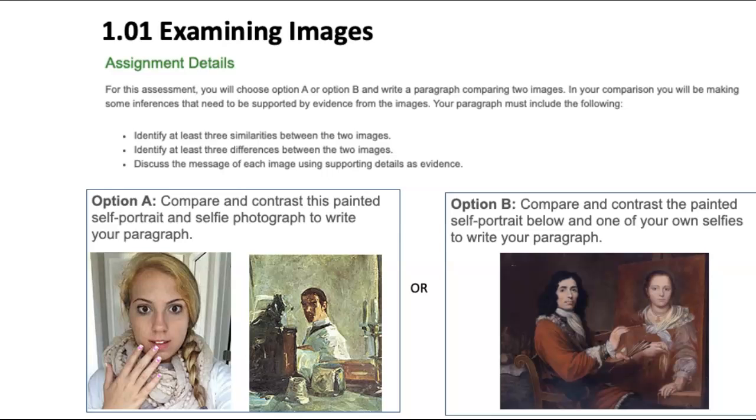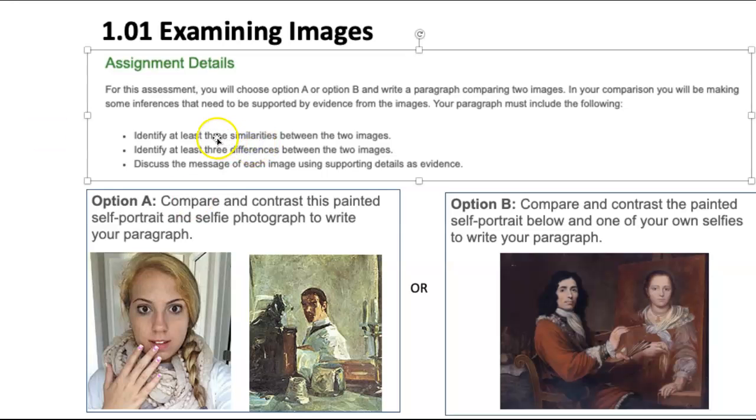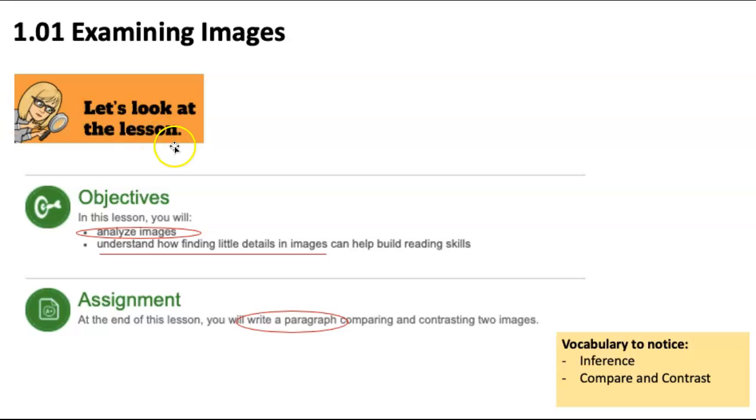Now please remember that when you are writing paragraphs, you need to have a paragraph of at least 7 sentences. You need to use proper punctuation and capitalization, and you need to make sure that you go back through and you really focus on what it is that you're being asked to do. 3 similarities and 3 differences. So when you get done going through your entire lesson, that will be the assignment.